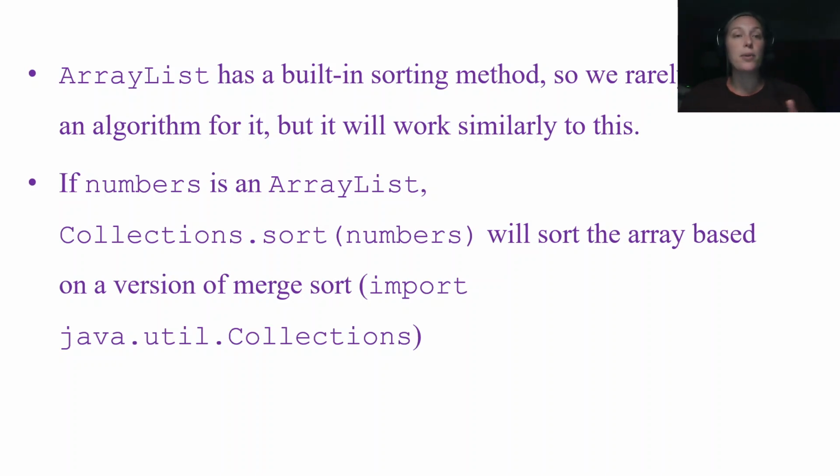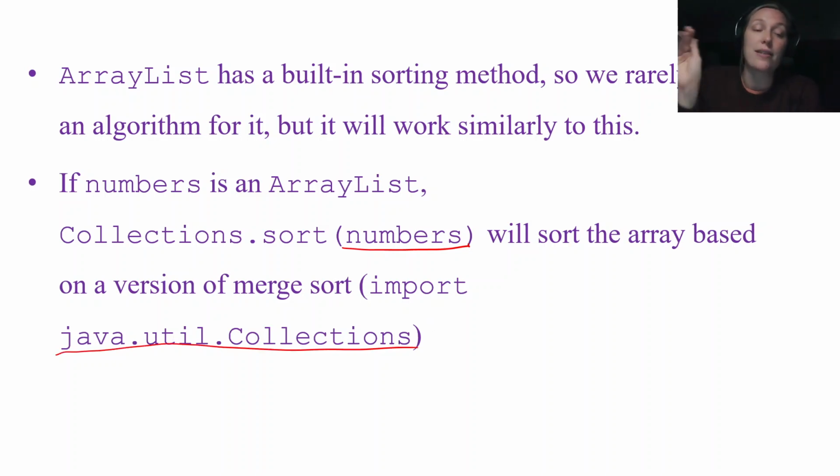So let's say we have numbers is an array list. If we wanted to sort numbers, we would do Collections.sort(numbers). The way it sorts is actually based on a version of merge sort, which again we haven't covered yet, and it's just a little extensive because it's a version of it. But it does sort it. It is a sorting algorithm. You do have to import the Collections class, which is also in the util package, just like ArrayList. So this isn't a built-in method for ArrayList. It's from a separate class, but it works on an ArrayList.